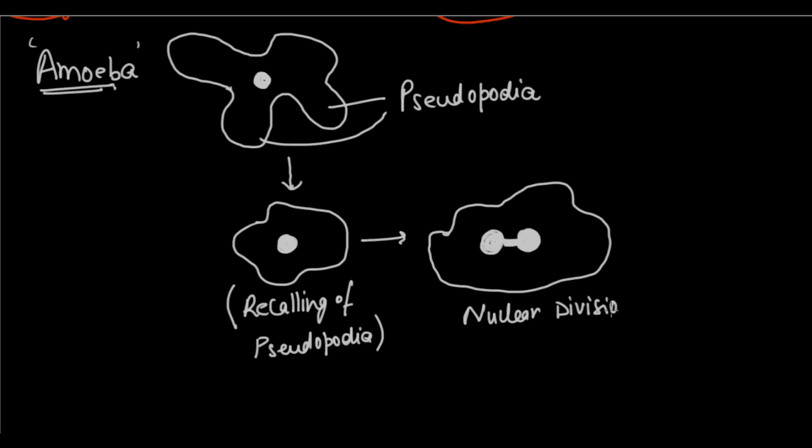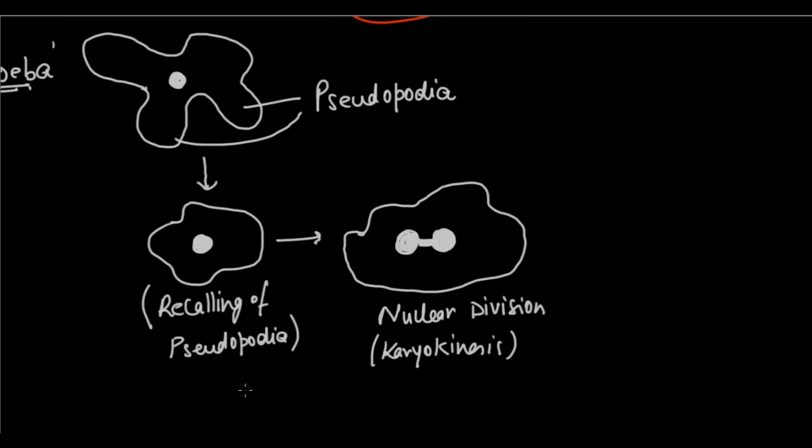The more technical term for this is karyokinesis, and I've discussed this again in a lot of detail in my cell division series. So the nucleus divides to give birth to two nuclei for the respective daughter cells.